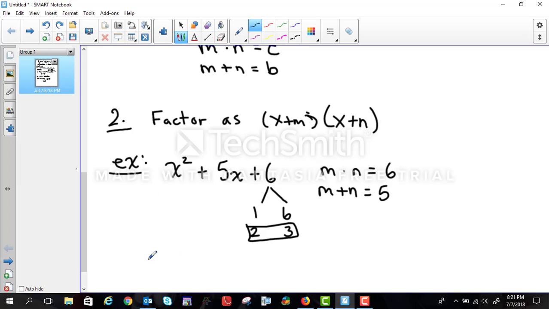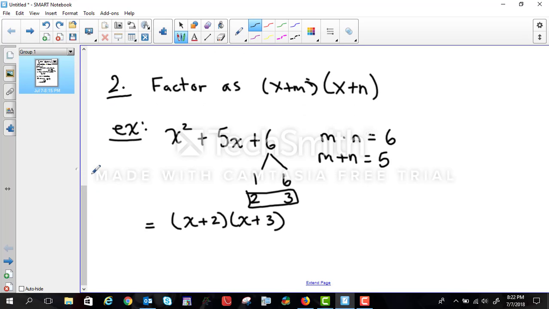So then we write 2, and then we write 3. And that is how we factor. So a fairly simple example, but that's the process that we will follow for every single one of these.